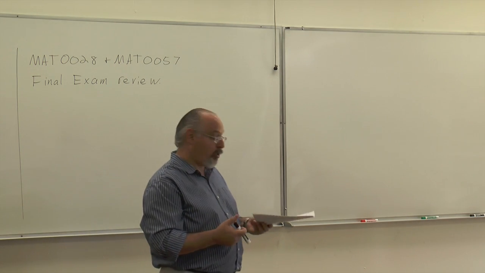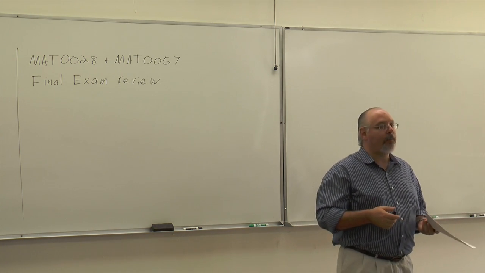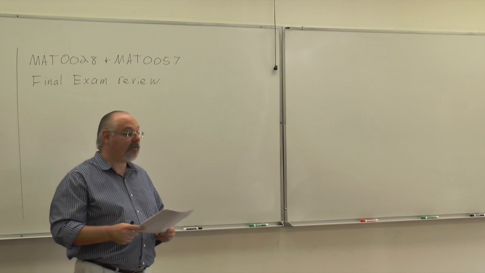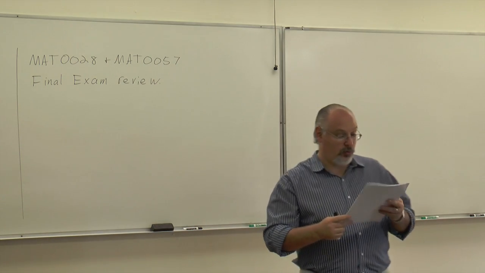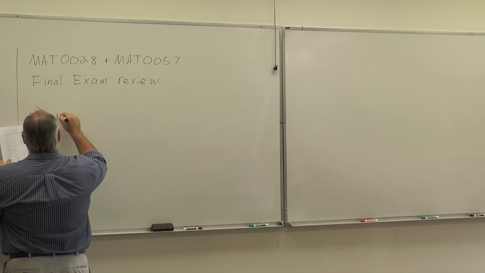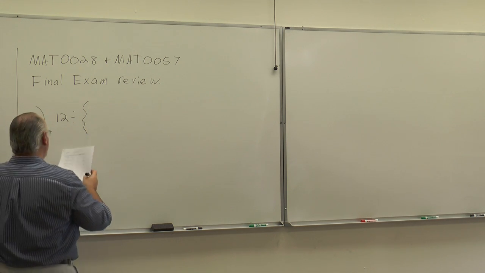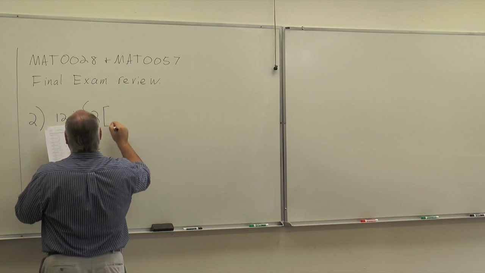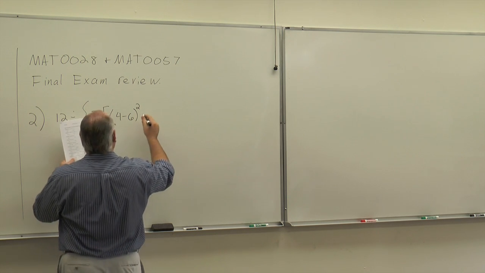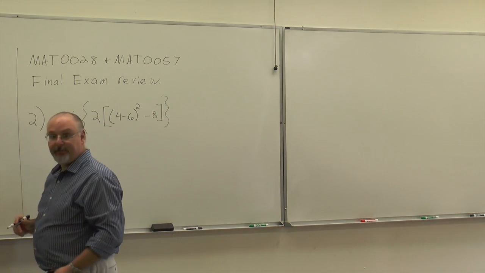The first page is order of operations, absolute value, simplifying and evaluating expressions, and properties of numbers. Is there a question you guys want me to go over on this? Number 2. All right, number 2, kind of a messy order of operations question. 12 divided by, that's a curly bracket. I cannot draw those well. That's the best I can do. 2, and then a square bracket, and then parentheses, 4 minus 6 squared, minus 8, bracket, curly bracket.